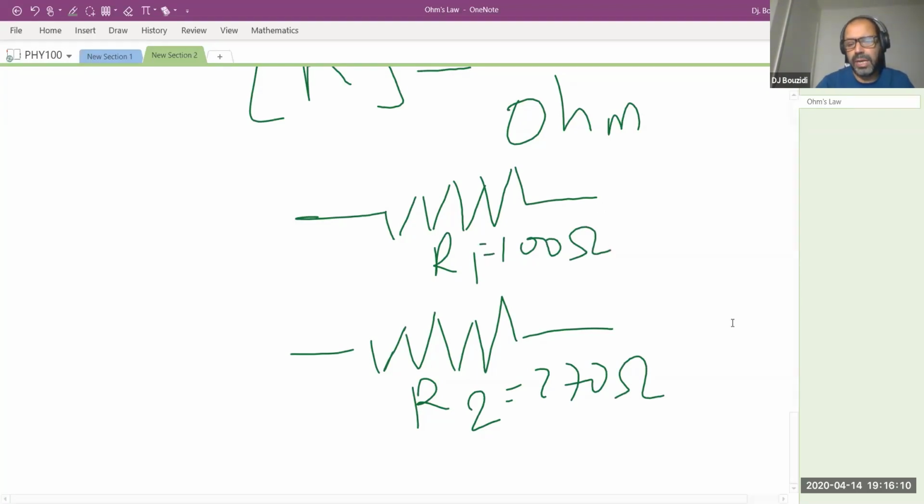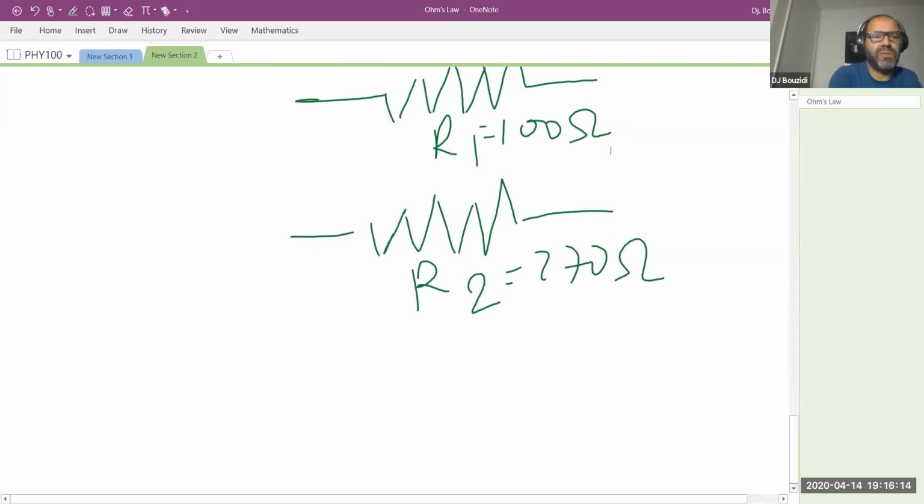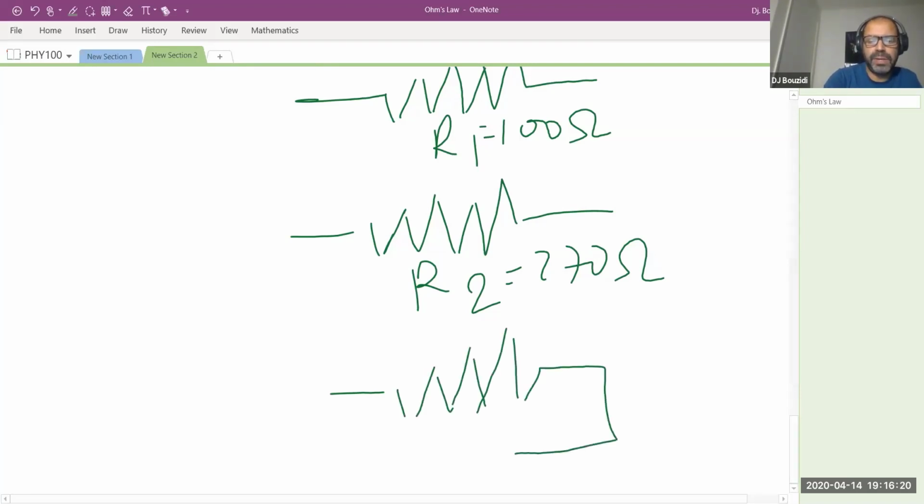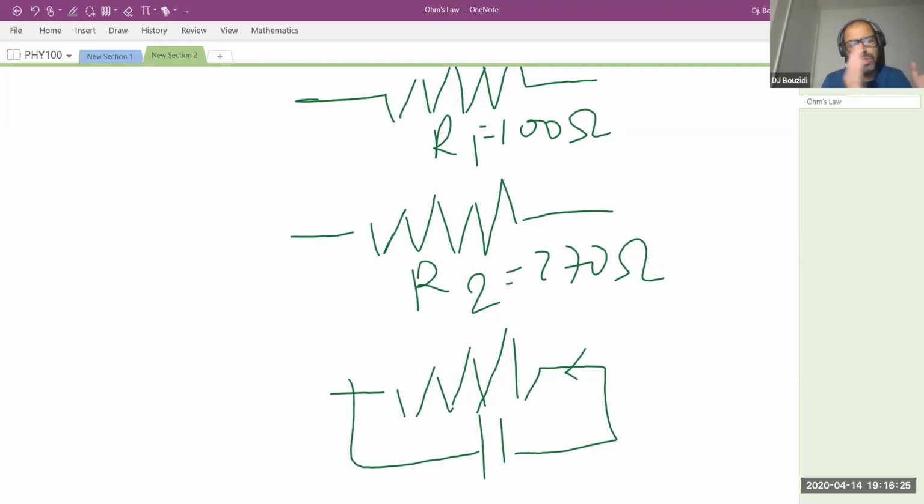Now you connect, for the sake of argument, the first one to a 6-volt battery. So you take 100 ohms, and you connect it to a 6-volt battery. So in this case, there is a current that is going to run through it. Of course, the numbers will be given to you, so you don't have to worry about that. And then you connect the 270, and you're going to have a different current through it.